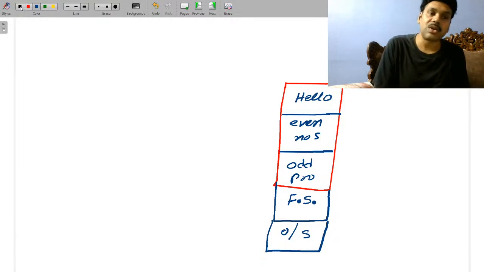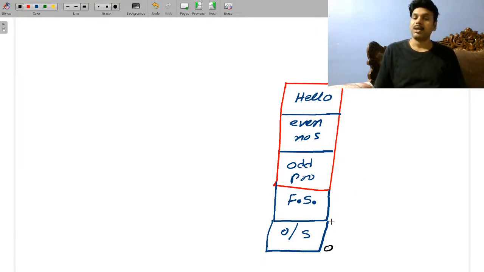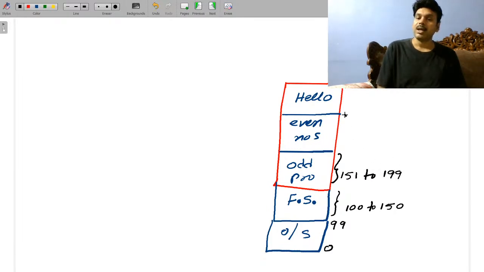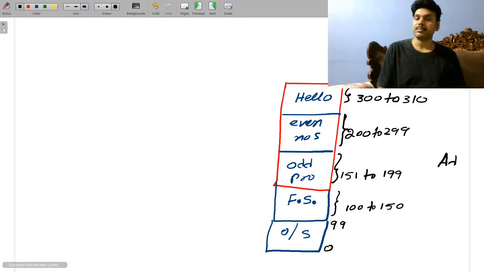Now there are some numbers also available on your physical memory. I say 0 to 99, and this one is from 100 to something like 150, and the next one 151 to something like 199, and this one 200 to 299, and this one 300 to 310. These are your addresses. Please understand, these are your addresses which are there on your main memory.